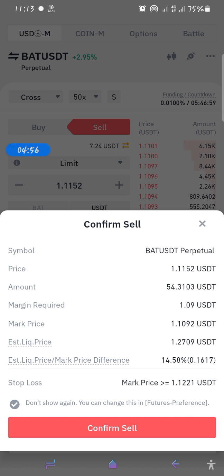Your symbol is there. This is the price you want to sell, amounts, margin required. Margin is the amount you are risking. The mark price, estimated liquidity price. So this is the price it will reach where all your money will get lost. You understand what I'm talking about? That's the whole $1 you're risking is going to get lost. That's the estimated liquidation price, and the mark difference is 14 percent. Stop loss is this. Then you confirm sell.